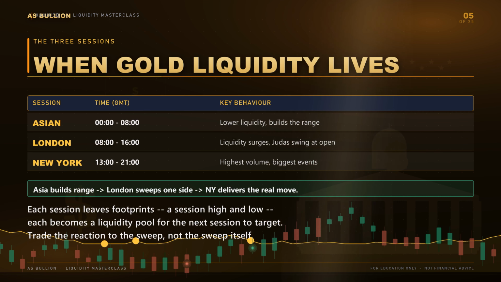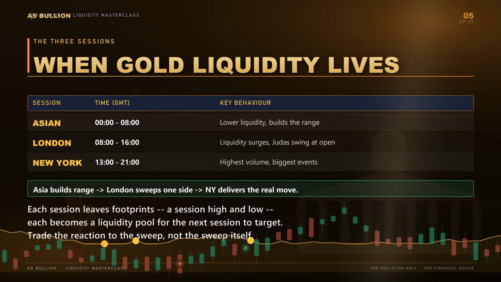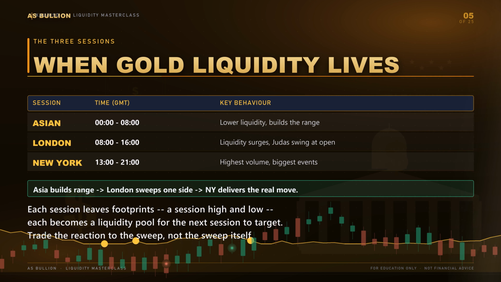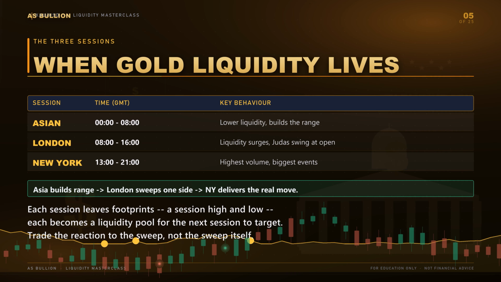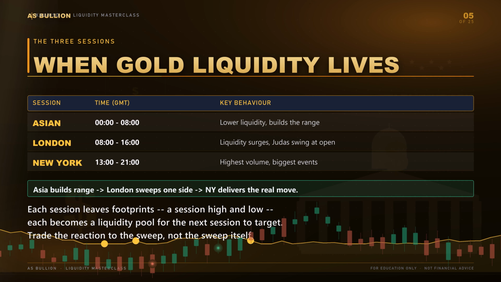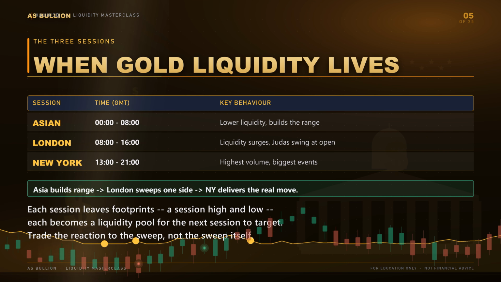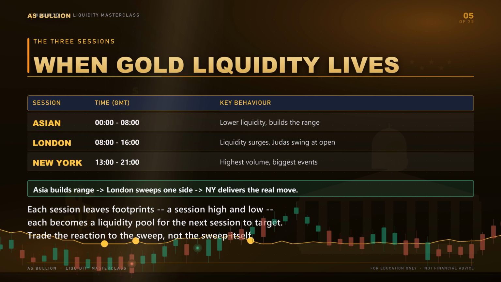The 3 sessions when gold liquidity lives. Gold liquidity is not constant through the day. It follows the sun across the major financial centers. The Asian session, roughly midnight to 8 a.m. GMT, has lower liquidity and tighter ranges. It often builds the Asian range that London later sweeps.